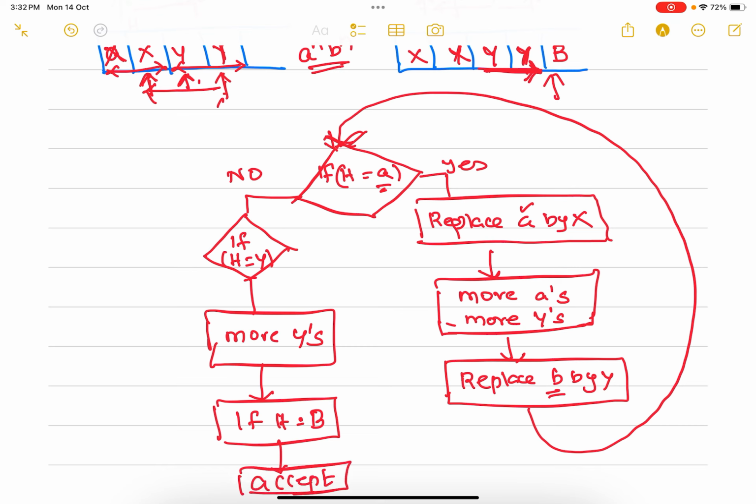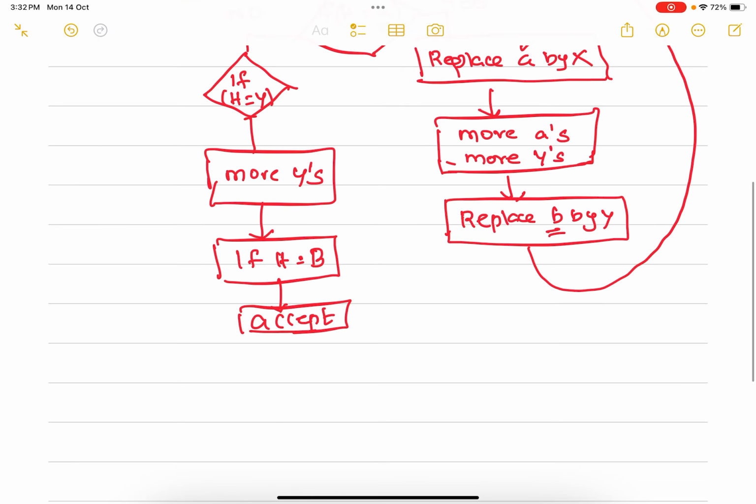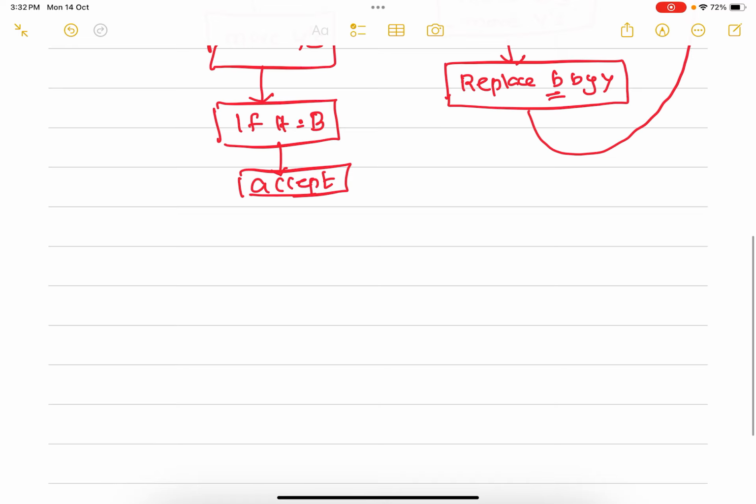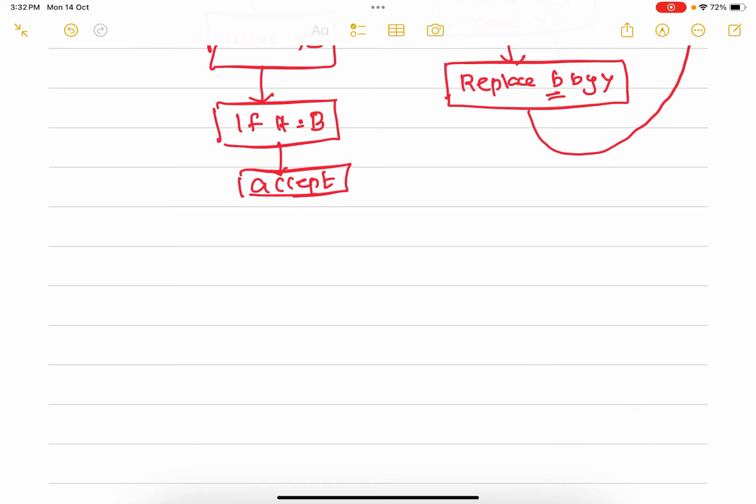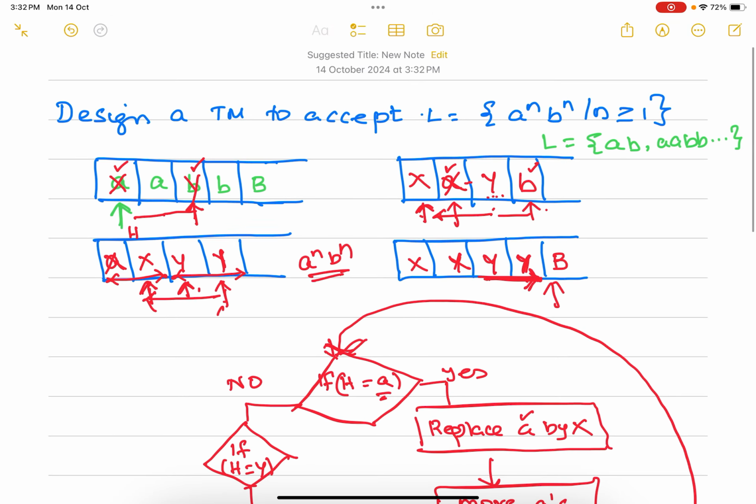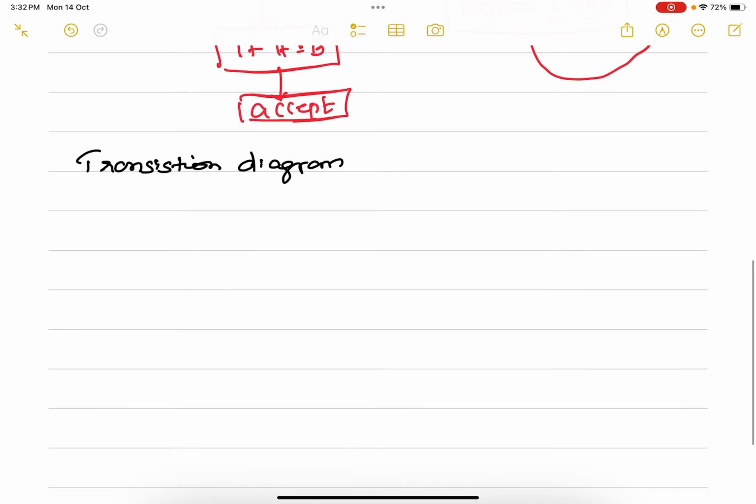Accept the string. This is the logic we are going to follow to design this Turing machine. Now, let me give the transition diagram for this Turing machine. Once you understand the exact logic of how we are going to check the number of A's and B's, then this transition diagram will be clear.